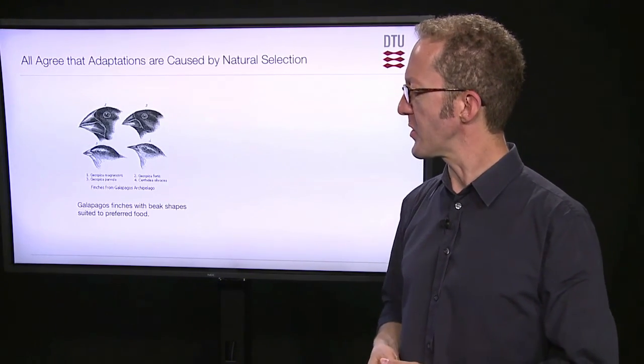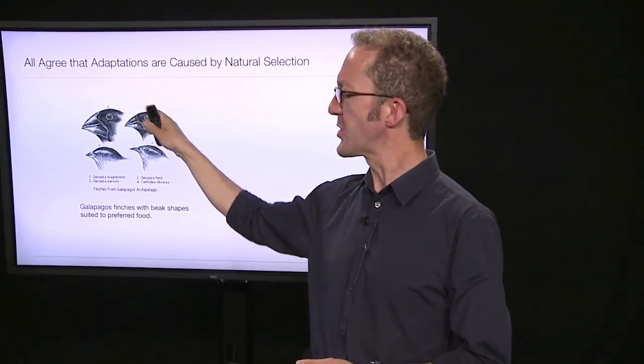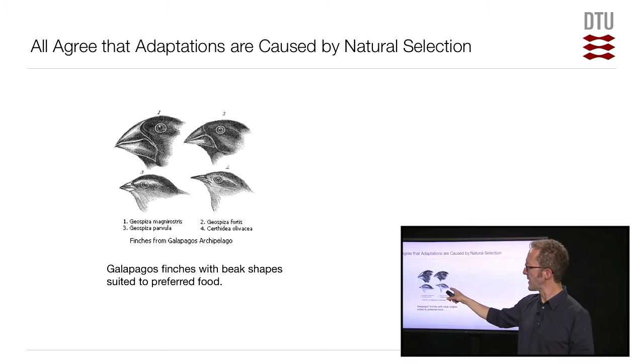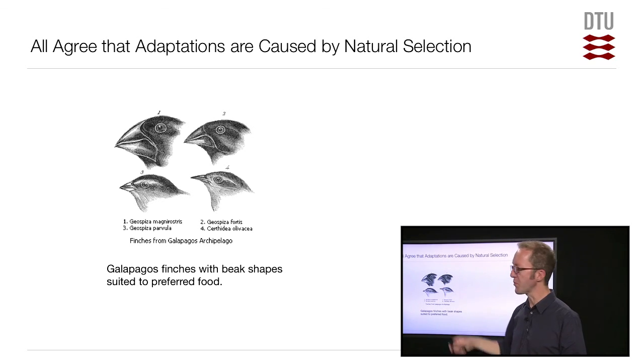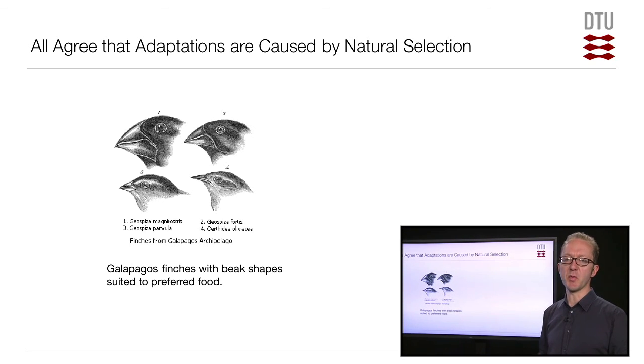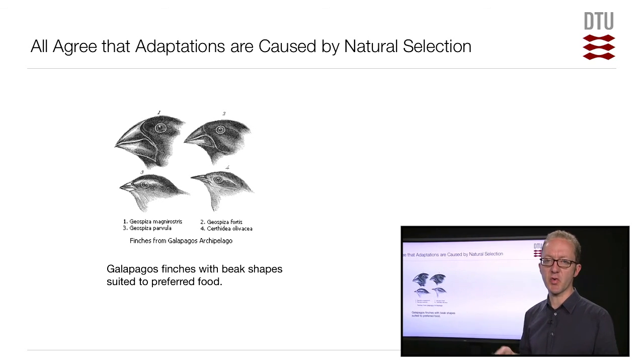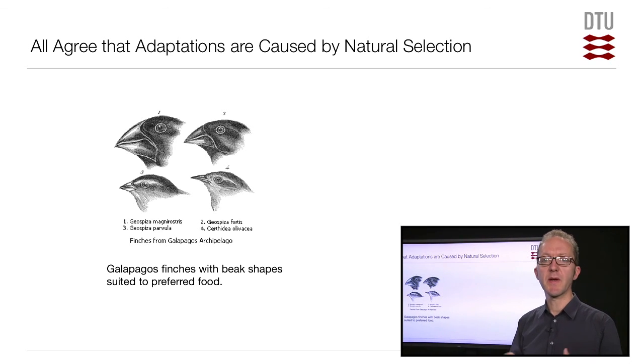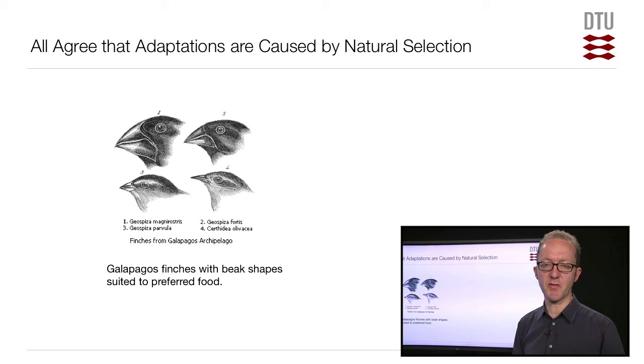Other adaptations, such as for instance the beak shape of the Galapagos finches here, that cause each bird to have a beak that's particularly well suited to its preferred food. Everyone also, of course, agrees this is caused by natural selection. There's an advantageous mutation, causes the animal to be more adapted to its environment. It's selected for by the mechanism of natural selection.